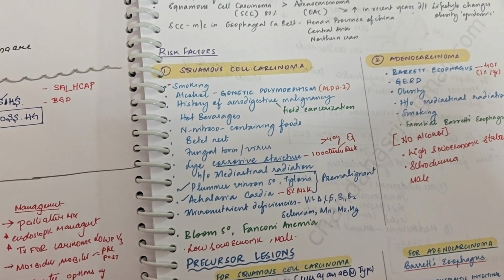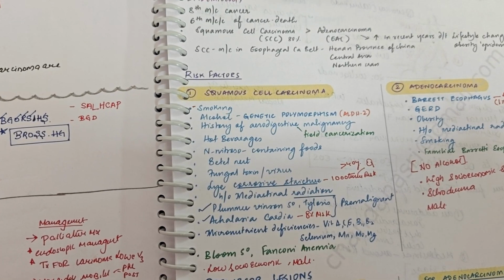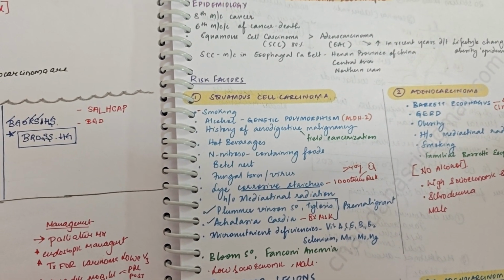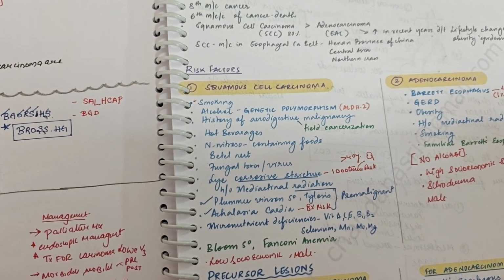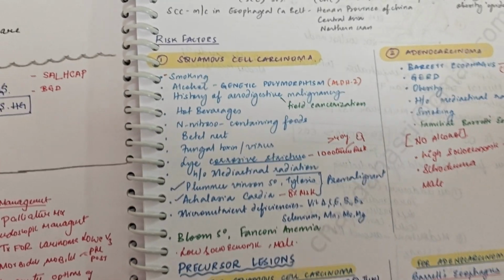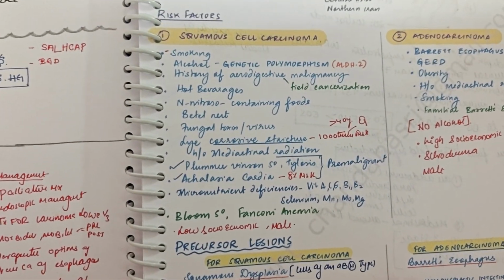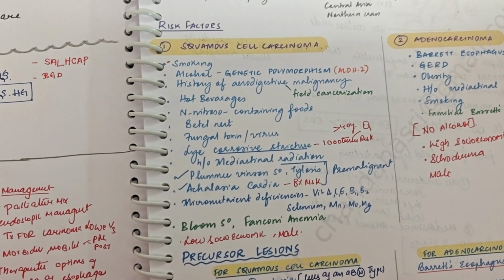Now we need to understand, as I have already discussed, that there are two important cancers: squamous cell carcinoma and adenocarcinoma. Now, what are the risk factors of squamous cell carcinoma? Let me read them, then we'll discuss how to remember them. One is smoking. Smoking causes squamous cell carcinoma.